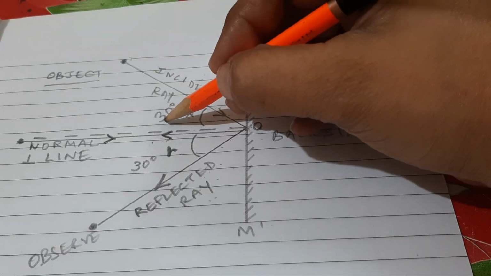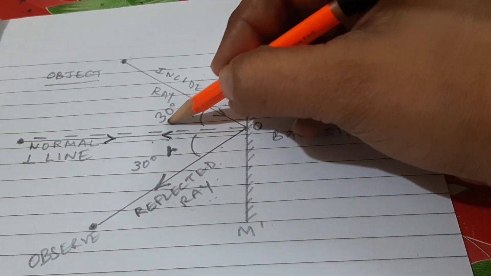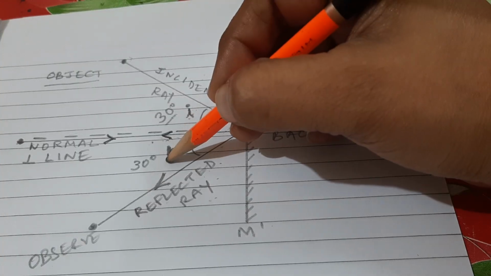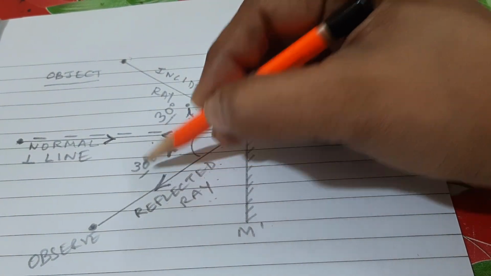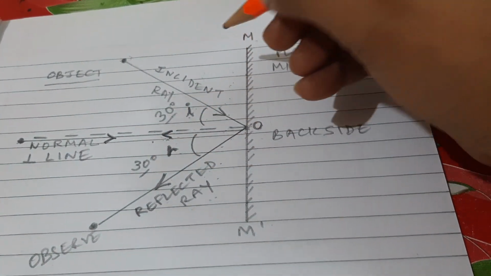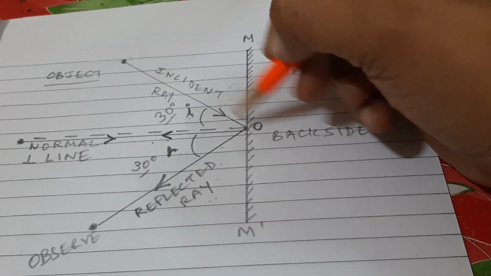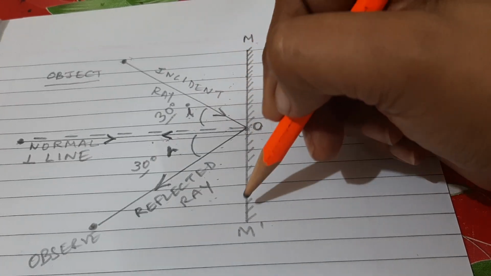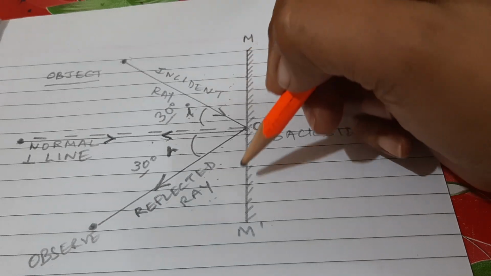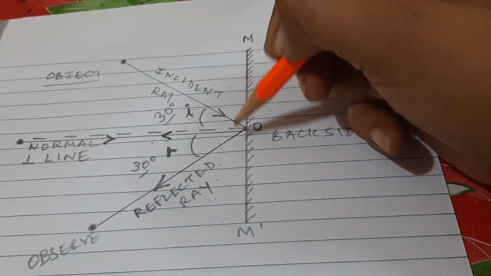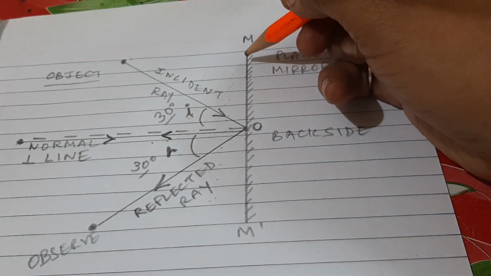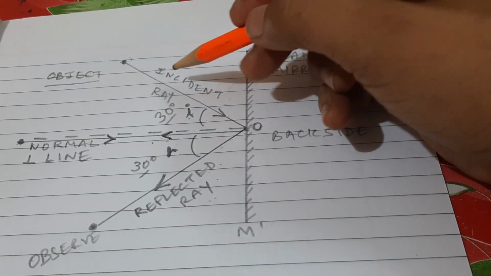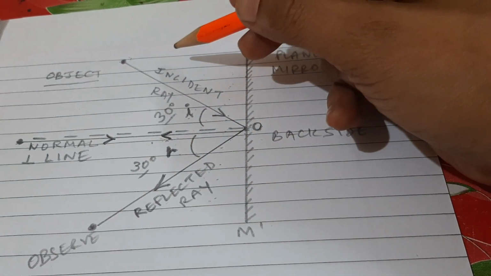For example, if we take angle of incidence as 30 degree, then the angle of reflection is also 30 degree. Now this holds true in case of smooth surface mirror. It means that the mirror is smooth or the reflecting surface is smooth. This kind of reflection is called as regular reflection.